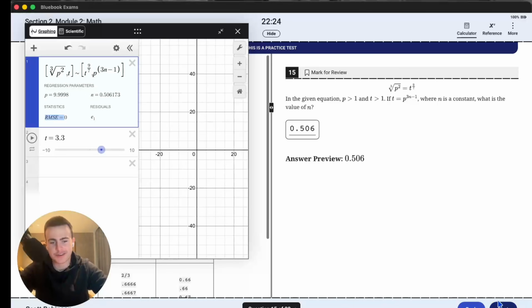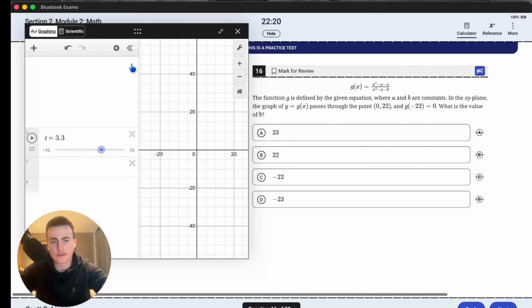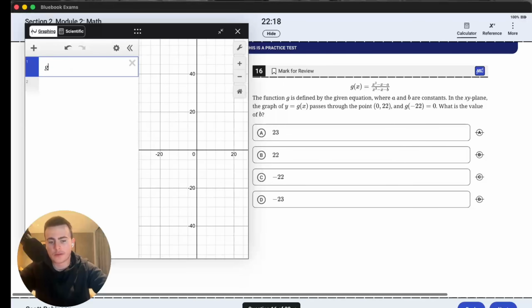Just showing you. Okay, so the function g is from the given equation. A and b are constants. The graph passes through those 2 points. Start by plugging it in. X squared minus x minus a. X cubed minus x minus b. Now it passes through 2 points. What's the value of b? This is actually very easy.